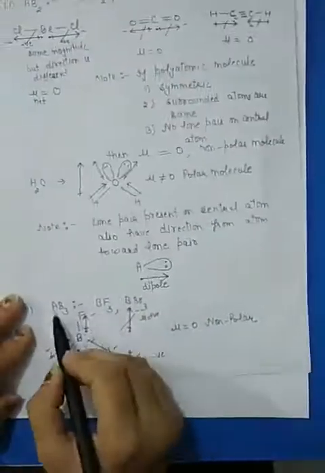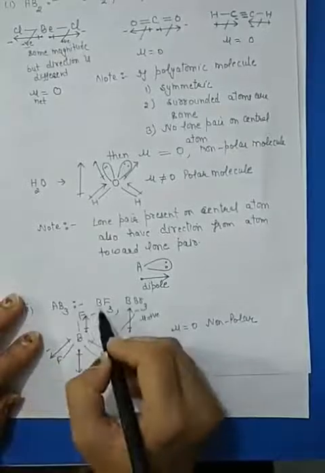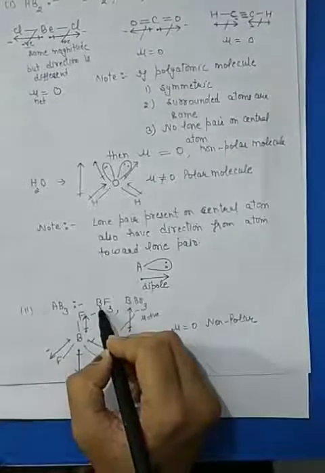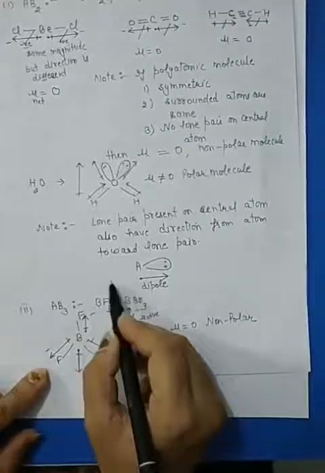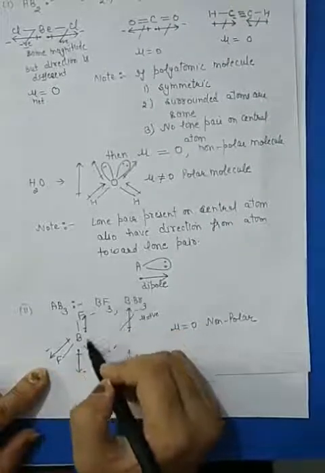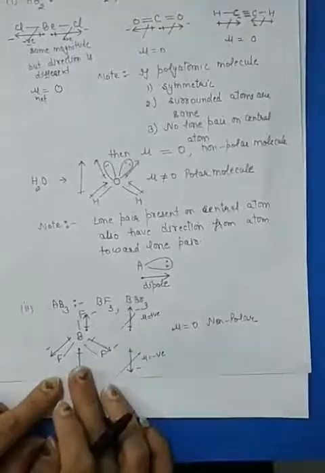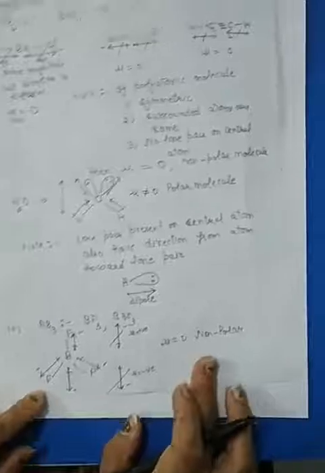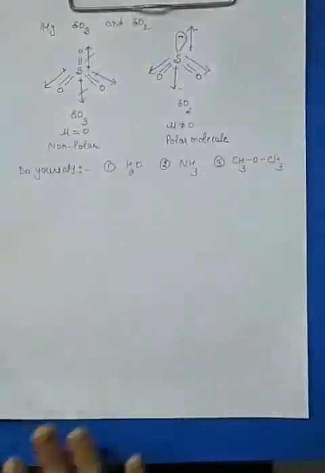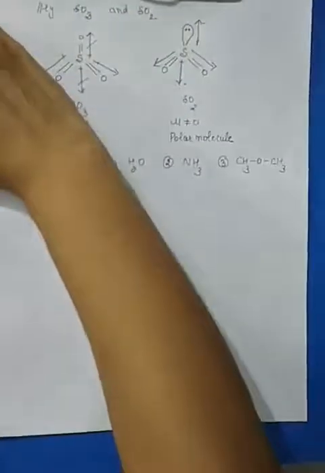Similarly, we discussed BF3. If the central atom does not contain any lone pair, is surrounded by the same type of atom, and the molecule is symmetric, then its mu is equal to 0. Hence it is non-polar. So let us discuss some other examples to find out their polarity.